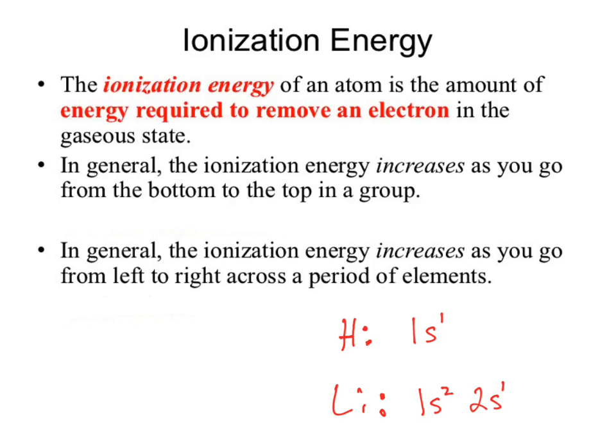2s1. Why 2s1? Because it's the furthest one out. We're looking at the highest energy electron. That's the one I want to remove when looking at ionization energy. I don't care about the internal ones. Okay? So we're going to remove that.